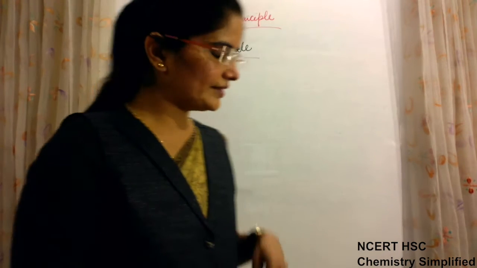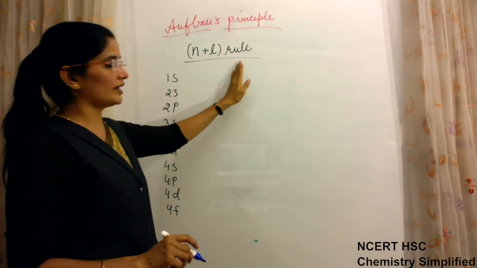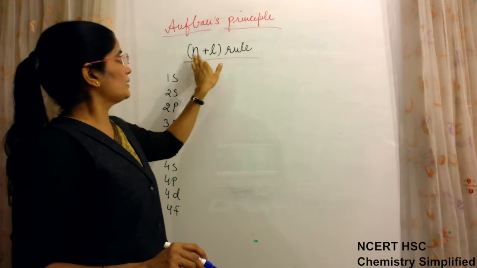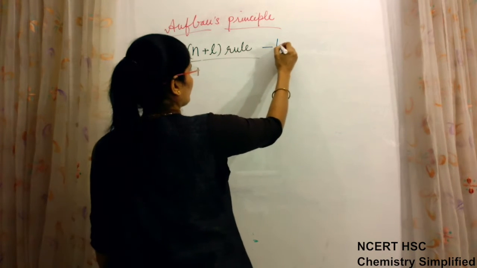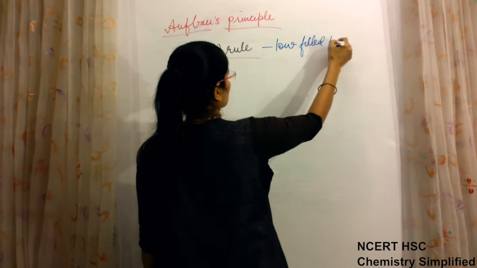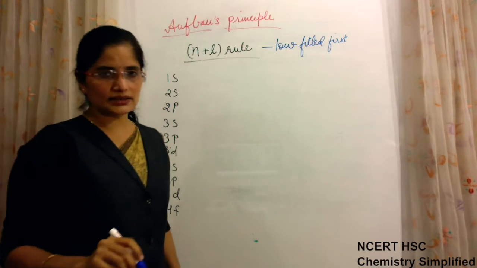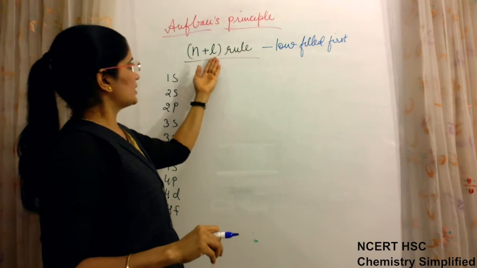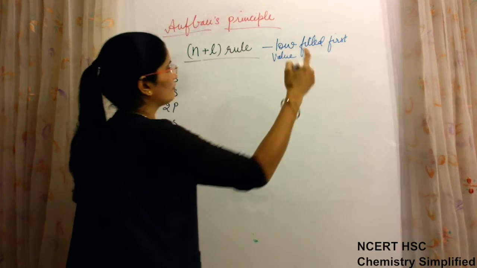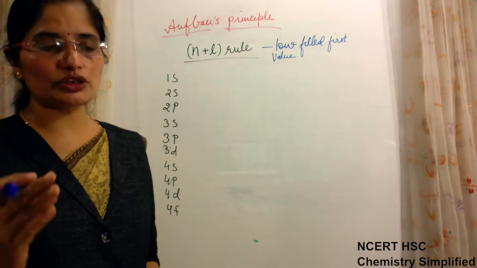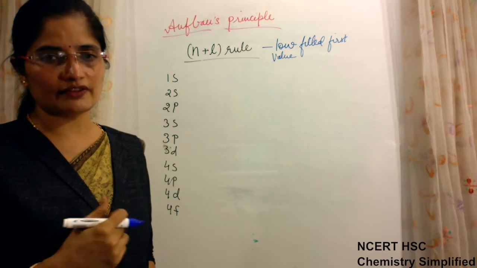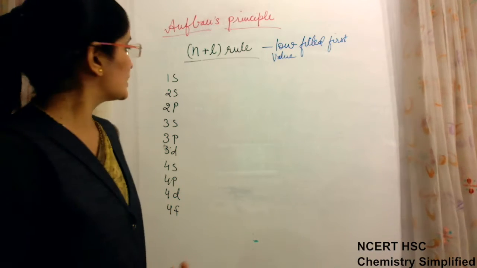Now we will see the n plus l rule. The subshell having the lower n plus l value will be filled first, because a low n plus l value means its energy is also low. So lower energy subshells are filled first, then higher energy subshells.